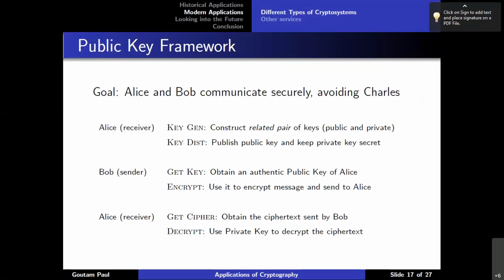But here the public key and the private key both are of the receiver. So everyone has a pair of keys. One is public, another is private. So in this particular case, it is the receiver's private key and the receiver's public key that matter for encryption and decryption.